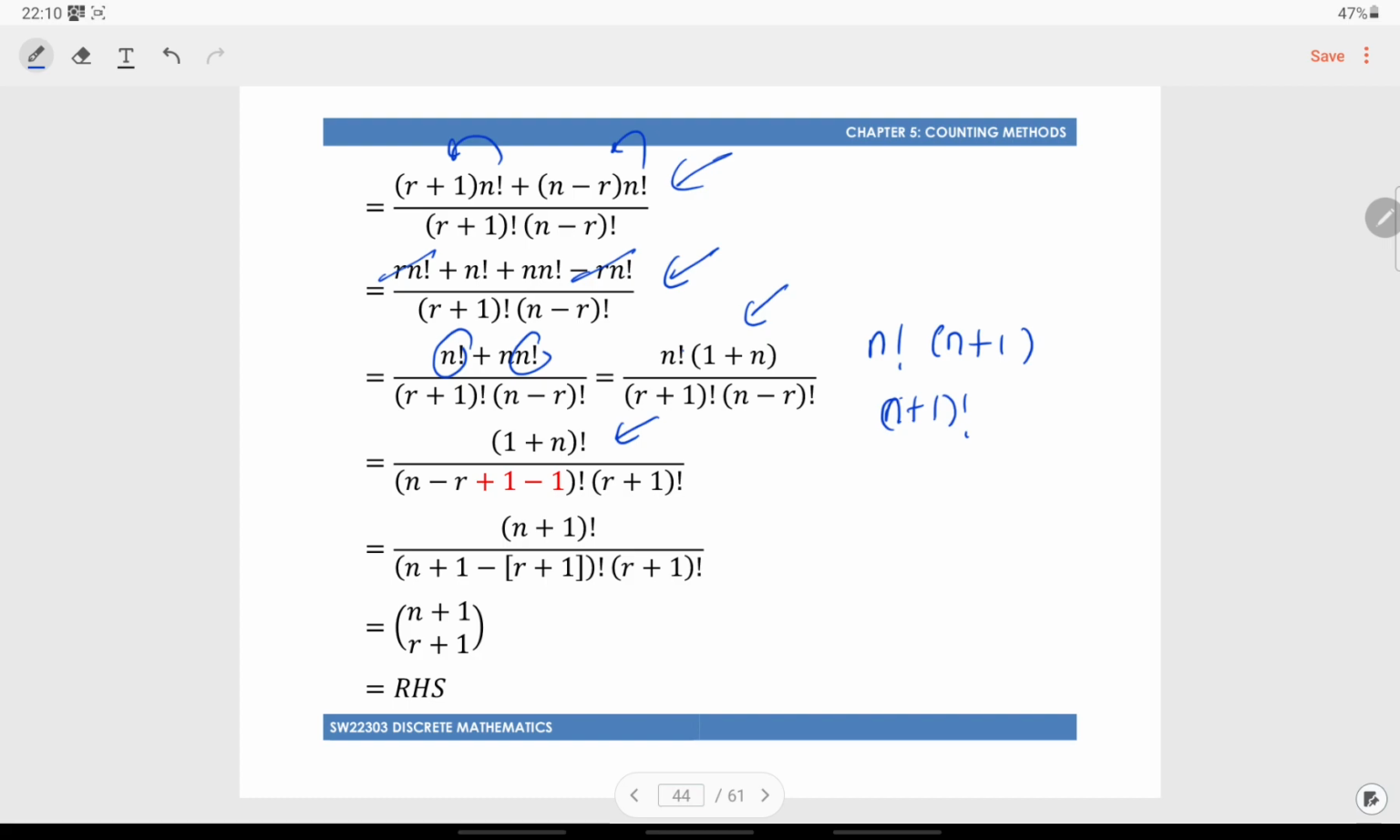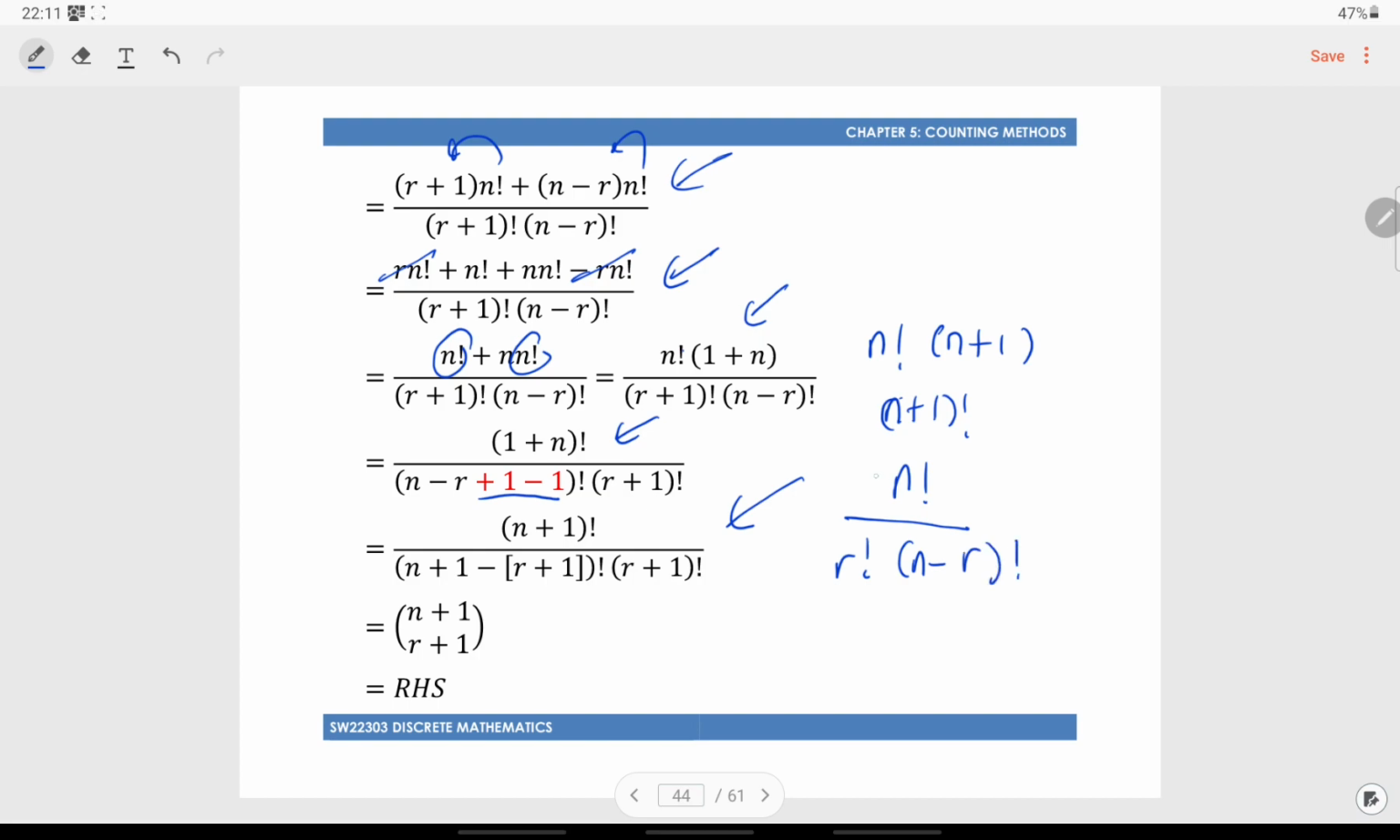So at the denominator we try to simplify the denominator. So r plus 1 actually can be substituted as n minus r plus 1 minus 1, and this can be simplified. So the remaining elements are (n plus 1 minus r) times (r plus 1). Okay, so if we look at the formula, it is n factorial over r factorial times (n minus r) factorial. This is the original formula.